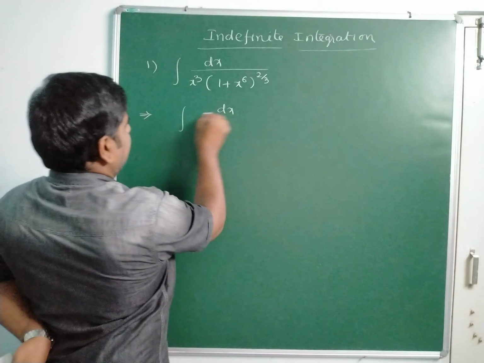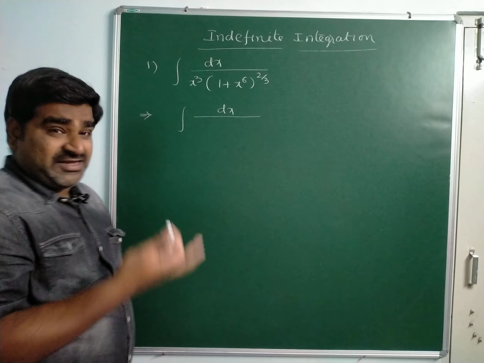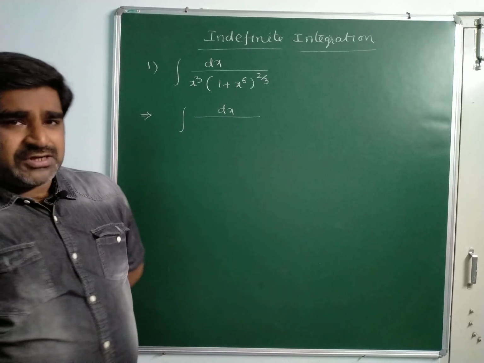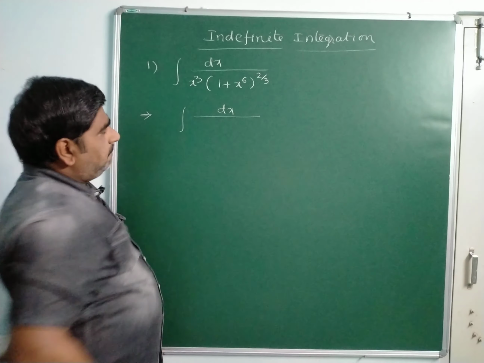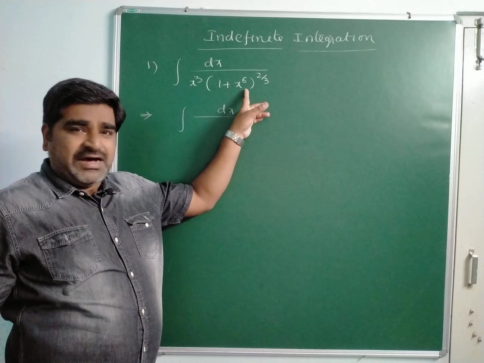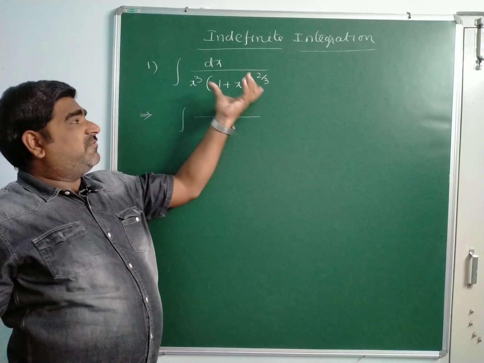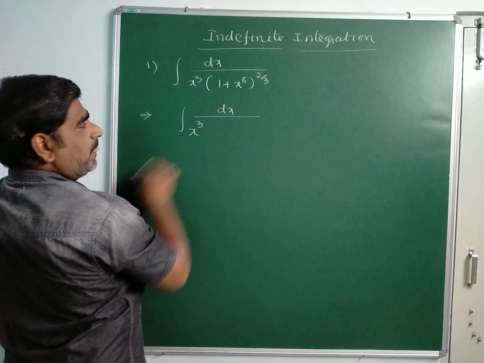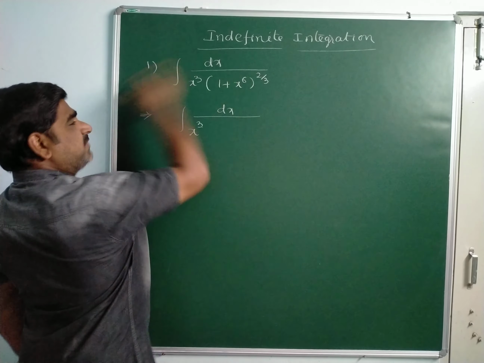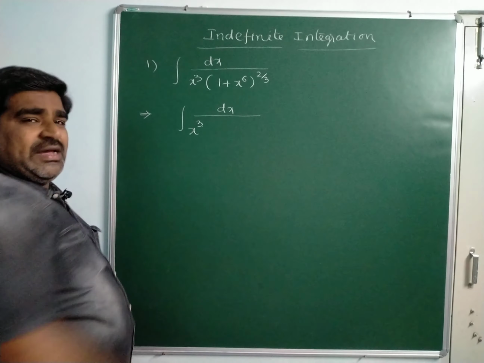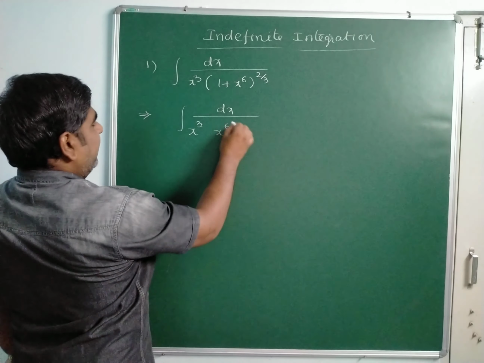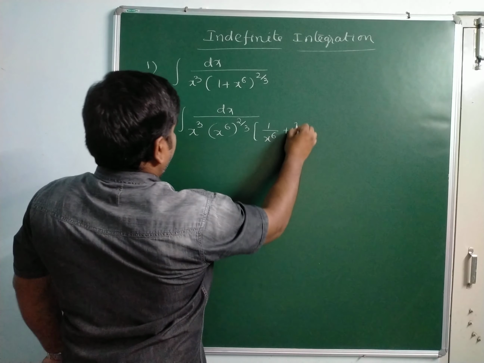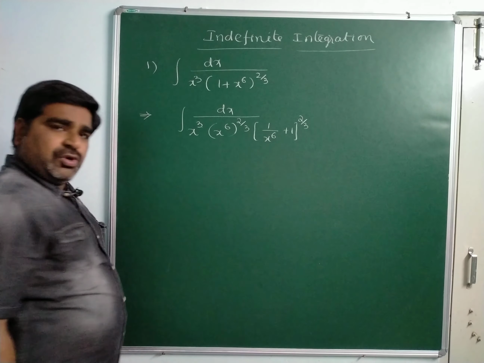These are all previous Mains questions. So integral dx by x cube into (1 plus x power 6) whole power 2 by 3. In this bracket, what is the highest power of x? It is x power 6. So take x power 6 as a common term from this bracket. So x cube is there, and we get (x power 6) whole power 2 by 3 into (1 by x to the power of 6 plus 1) whole to the power of 2 by 3.